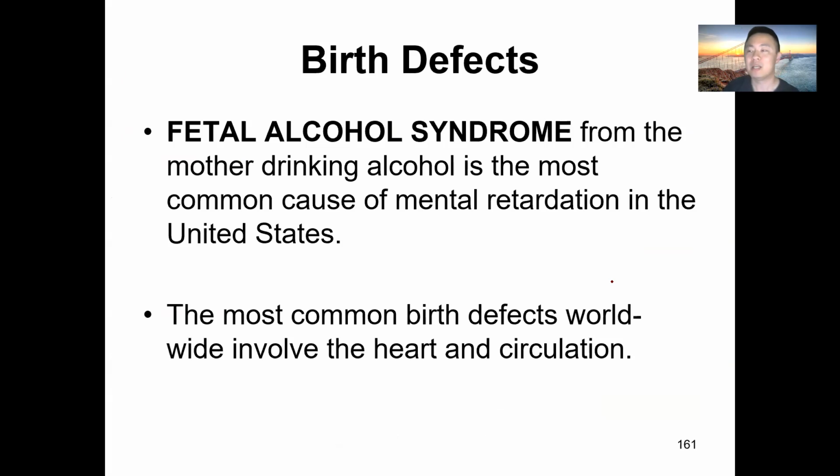Okay. Now, some birth defects can happen. We have fetal alcohol syndrome, which is from the mother drinking alcohol, which is the most common cause of mental retardation in babies in the United States. The most common birth defects worldwide involve the heart and circulation.